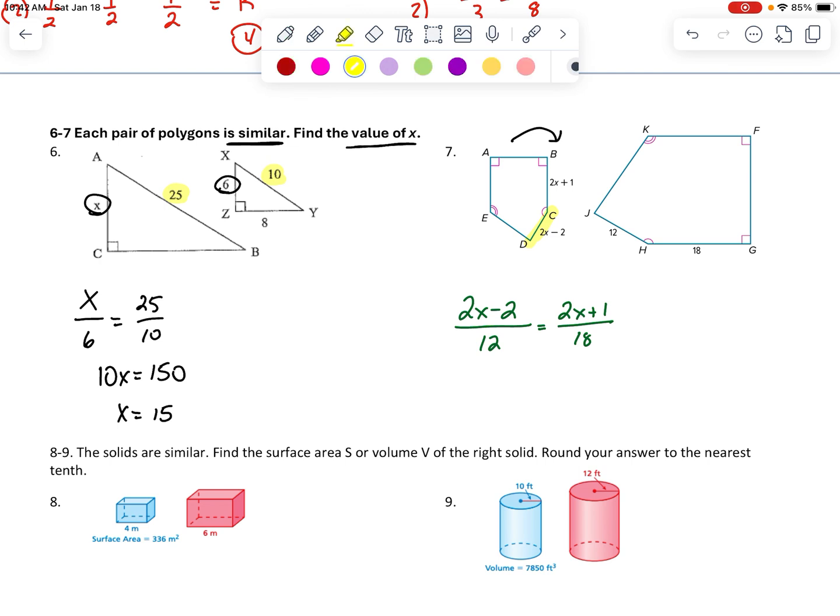I guess I could have highlighted that. 2x minus 2 is going to match up with that 12. And then the 2x plus 1 matches up with the 18. So anyway, there we go. We're getting ready to solve this, guys. So I lost my... how did I lose my black?